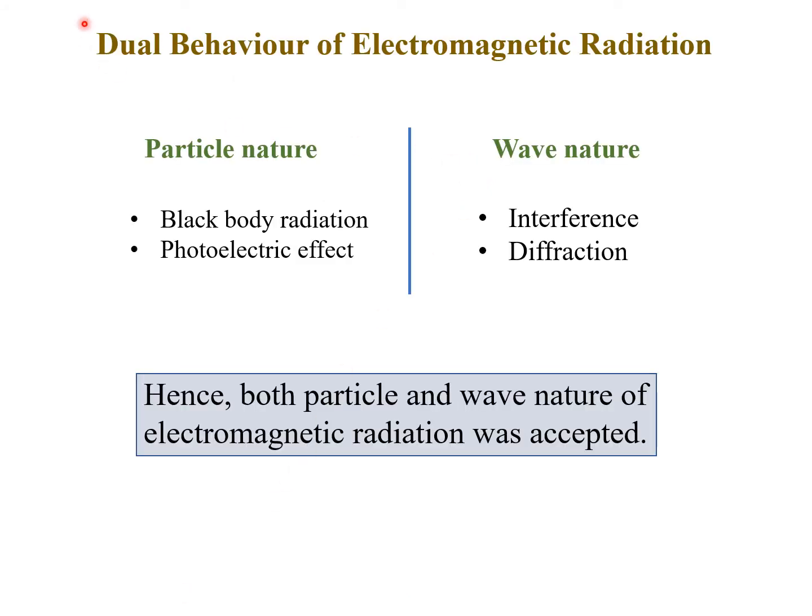So now in this lecture we have proved that there is dual behavior of electromagnetic radiation, that is, some phenomena like black body radiation and the photoelectric effect are understood by the particle nature, and interference and diffraction are explained by the wave nature of the radiation. Hence both particle and wave nature of electromagnetic radiation were accepted at that time, right? And it is still accepted.